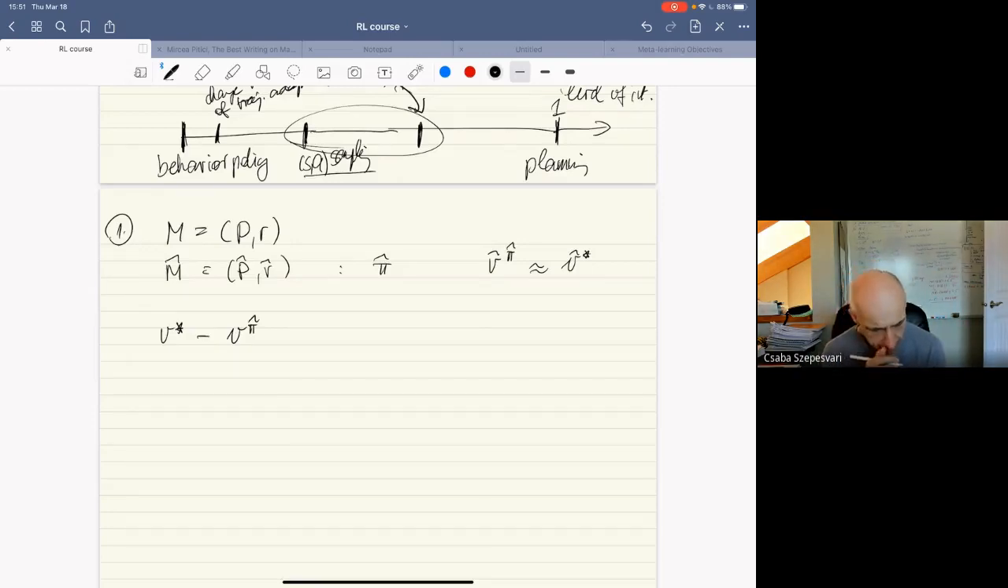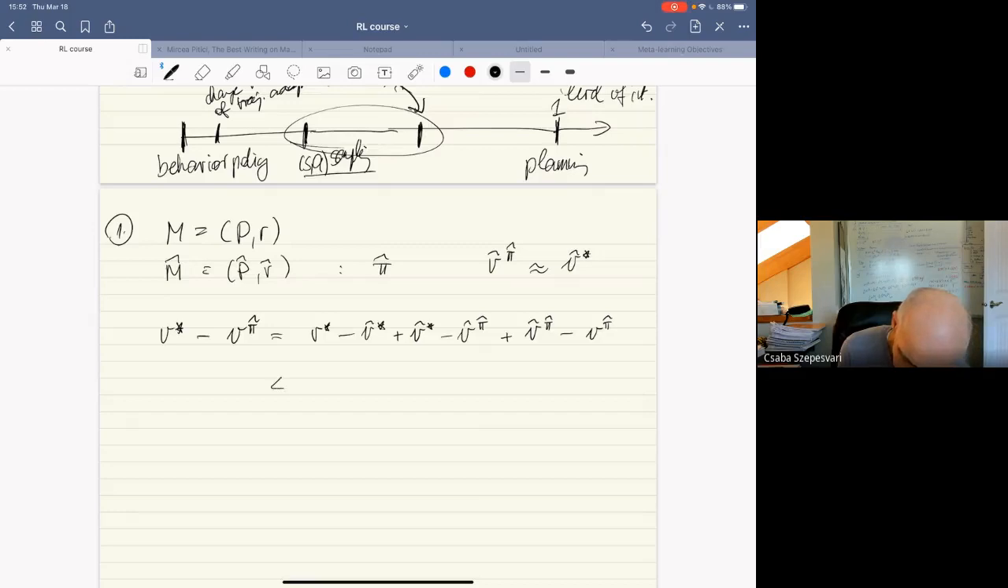And so we can just add and subtract a bunch of terms. So subtract the optimal value function of the approximate MDP, and you have to add it back. And then we expect that our policy's value function is close to the optimal value function in this approximate MDP, so the second term should be nice and small. And then there is the third term, which is the difference between the value function of the policy, the approximate MDP, and the actual MDP.